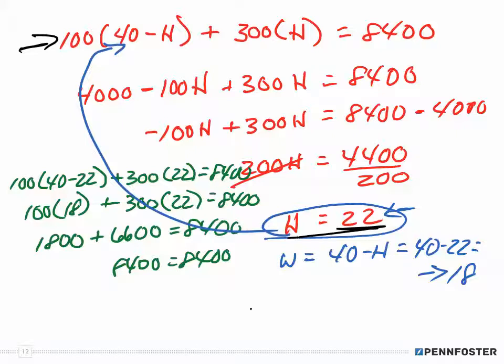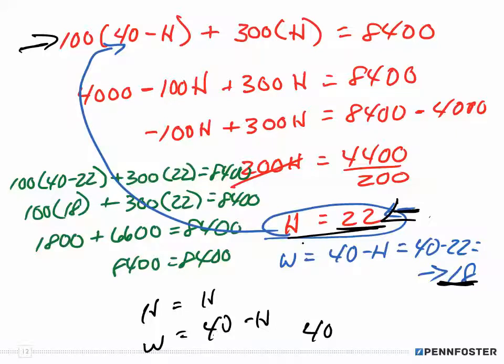Our relationship was hammers was h and wrenches was equal to 40 minus h, because I had 40 boxes altogether. So when I plug the 22 in for my hammers, I end up with 18 wrenches and 22 hammers. That's the answer for each. But now I have to check whether my work is right by plugging the 22 back into the formula, and when I do all the math, I end up with 8,400 is equal to 8,400. If you have any questions, feel free to call.